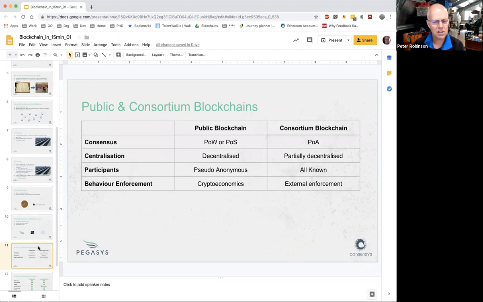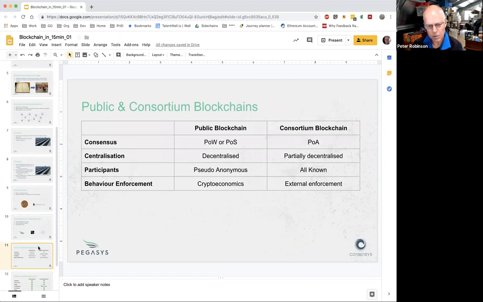From the perspective of participants, public blockchains allow people to be pseudo-anonymous. Pseudo-anonymous means that you are only represented by an account number, but if there is a sufficient amount of policing activity trying to trace who's using that account number, then it's likely to come back to a real world person. The FBI, for instance, did that with someone who was using Bitcoin at one point. In a consortium, everyone is known, so you know all the participants.